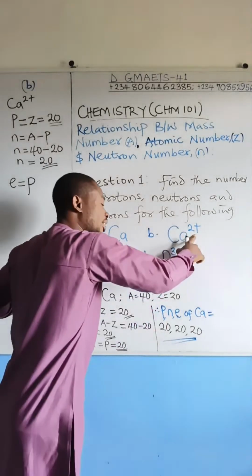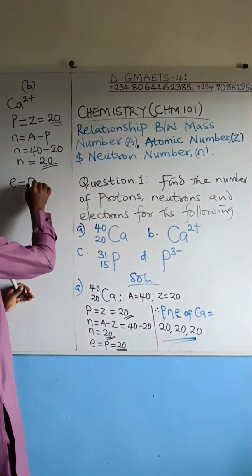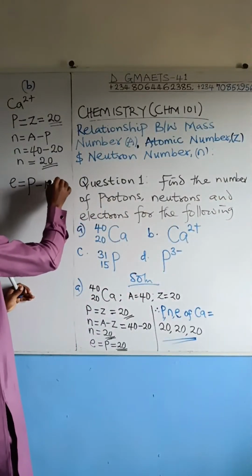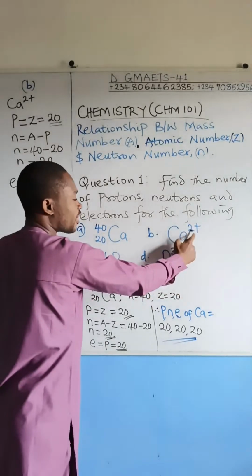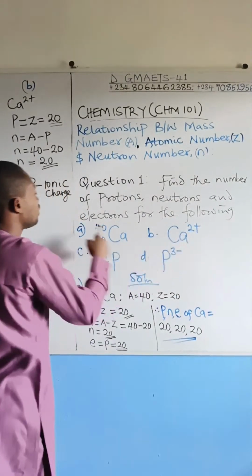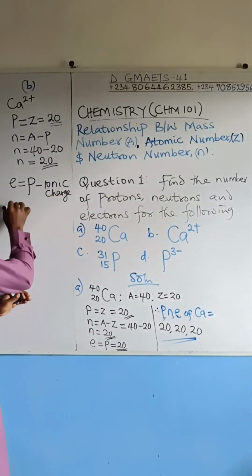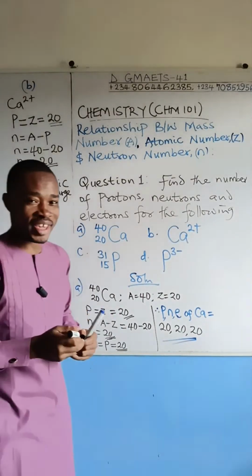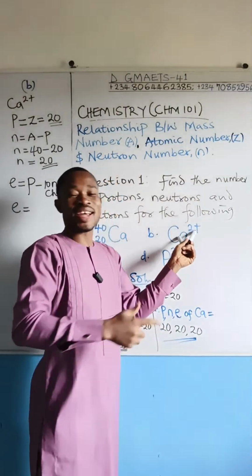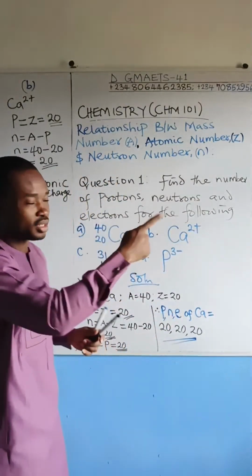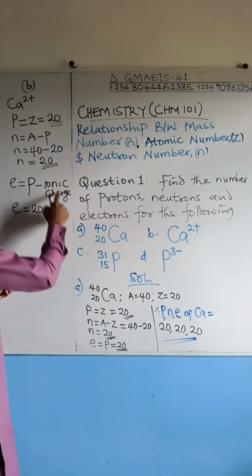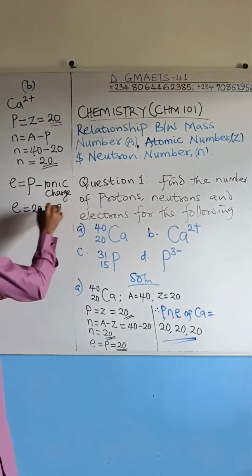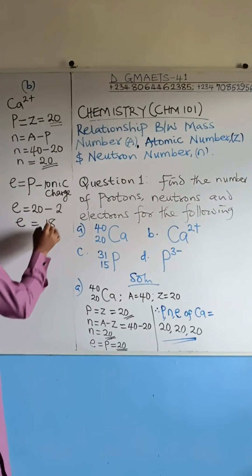Because this is a cation, it lost electron. You're going to do minus ionic charge. So in the case of cation, where you have positive, you have to subtract the ionic charge. Don't forget, because that thing can confuse you if you're not careful. Positive, you now think you are adding. No, you are subtracting the ionic charge. So the number of proton is 20 minus the ionic charge, which is 2. So if you do 20 minus 2, you will get 18 electrons.